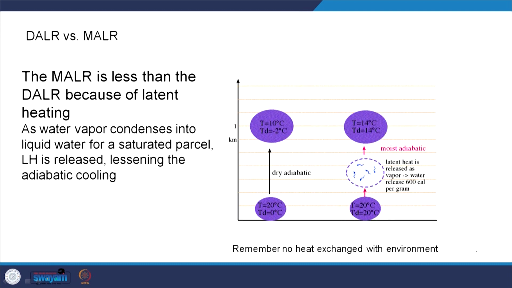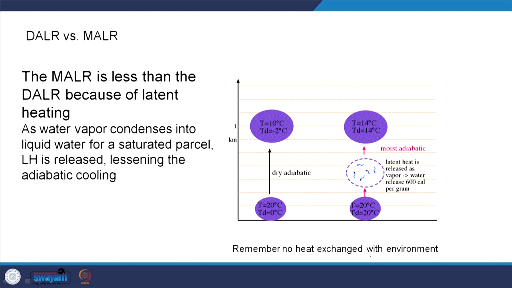Now, for example, let us look at this situation. DALR is the dry adiabatic lapse rate versus MALR, the moist adiabatic lapse rate. Now, see here that no heat is exchanged with the environment, that is the basic idea of the air parcel. The moist adiabatic lapse rate is less than the dry adiabatic lapse rate because of the latent heating. As the water vapor condenses to liquid water for a saturated parcel, latent heat is released, lessening the adiabatic cooling. So, this is a familiar concept that we have already talked about.